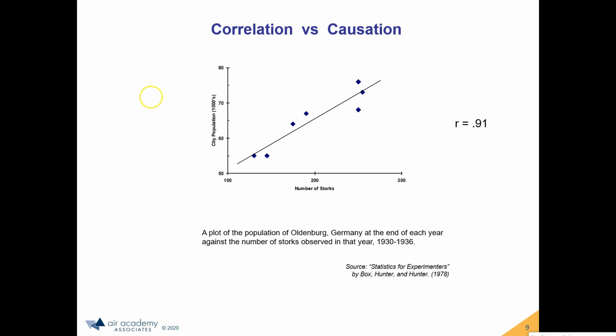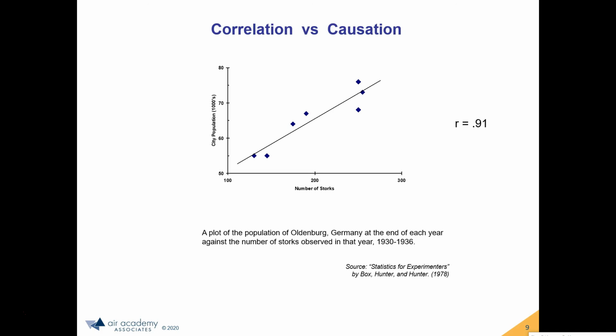The underlying cause here is difficult to understand simply because you have to know what was going on in Oldenburg, Germany in those 7 years. It was a booming town, with high economic activity. People were moving to the city to get jobs, and of course when you move to the city, guess what happens? The city population grows. But what about the storks? Where are they coming from?